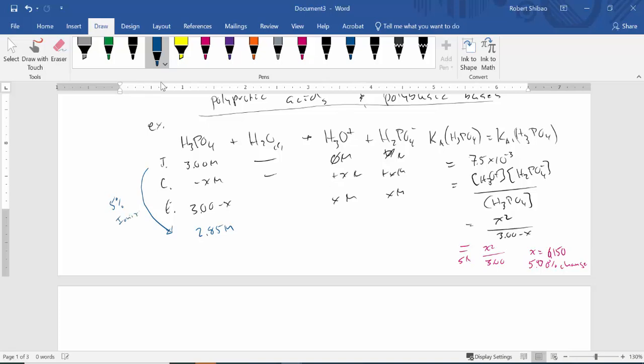Now, the percent ionization of phosphoric acid depends on the initial concentration. It's not a fixed number. So the percent ionization actually increases as the concentration decreases. So as the initial concentration of phosphoric acid decreases, you could prove this by calculation. If we have decreasing initial, we're going to have increasing percent ionization. Or as the initial concentration increases, then we have decreasing percent ionization. And so it's not a fixed number. In this particular case, it's 5% ionized here.